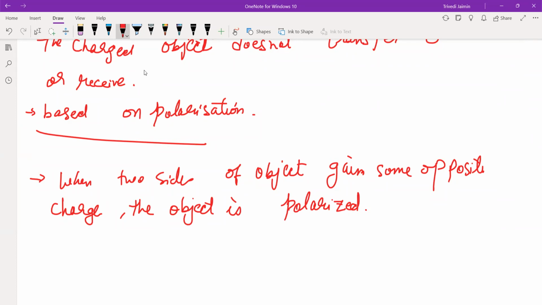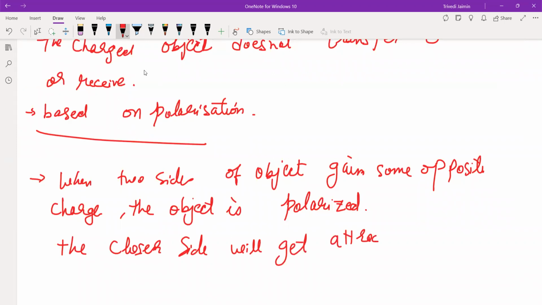So that means polarized means whichever object is closer by, the closer side will get attracted and the farther side will get repelled.